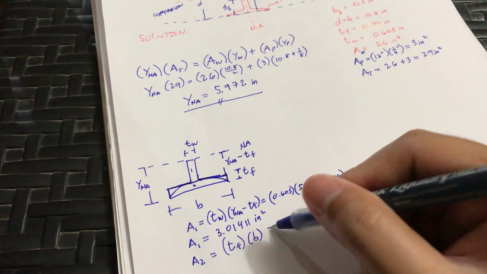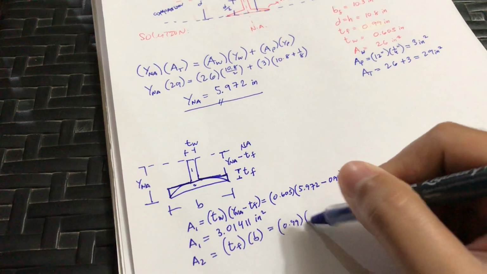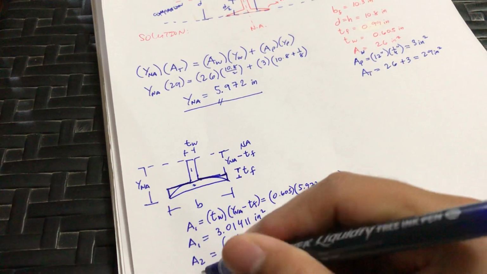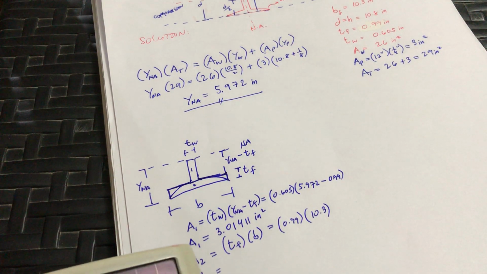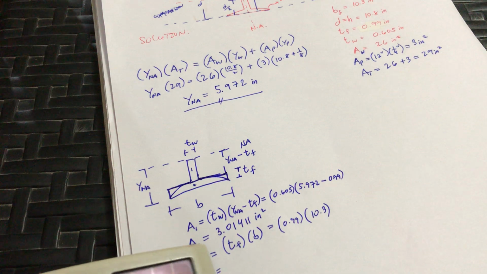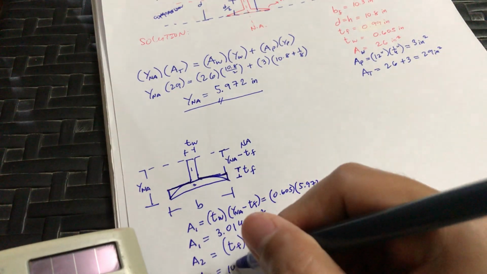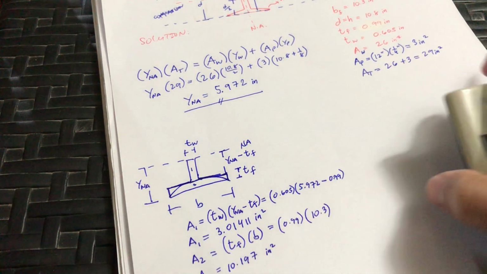For area 2, that is simply the thickness of the flange times B. We have the thickness of the flange 0.99 times the B, or the BF, that is 10.3. So area 2 is 0.99 times 10.3, which is 10.197 inches squared.